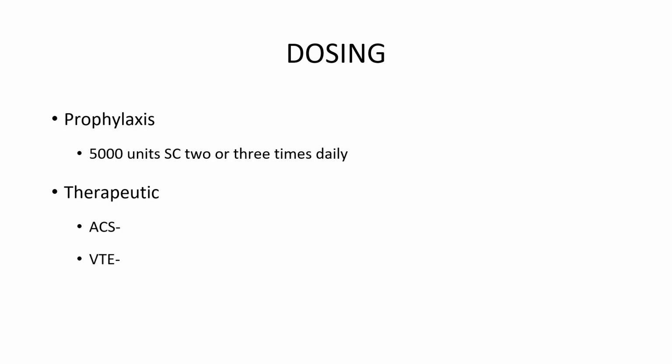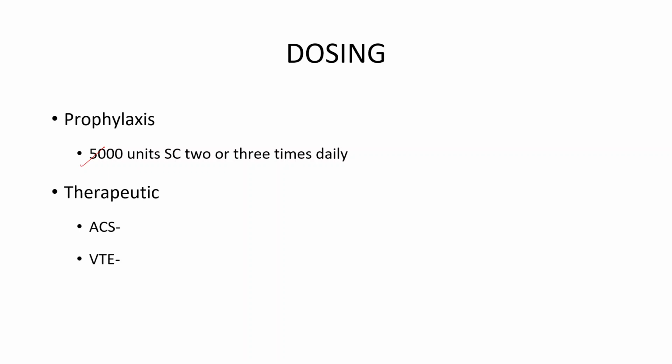Now coming to the dosing, if you are using prophylaxis, then you have to use 5,000 units sub-Q, BD or TDS. If you are using it as a therapeutic dose, which is very less commonly used, unfractionated heparins are very less commonly used therapeutically because we have better alternatives in the form of low molecular weight heparin or Fondaparinux. But if you want to use heparin, as I have already told, in case of renal failure, we tend to prefer unfractionated heparin, and in cases where you are planning for surgery, you can use unfractionated heparin.